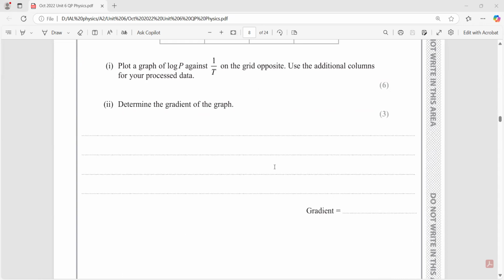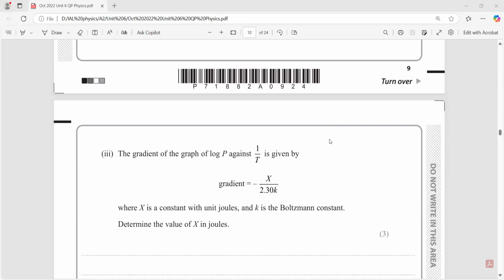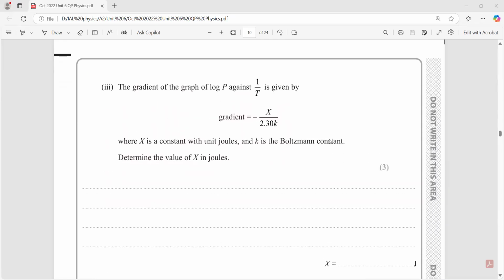Then determine the gradient. After plotting a graph, determine the gradient y2 minus y1 over x2 minus x1. Then the gradient of a graph of log P against 1 over T is equal to minus x divided by 2.3k, where k is the Boltzmann constant and x is a constant with unit joules. Determine the value of x. If I want to determine the value of x, this will be multiplied by 2.3 times the Boltzmann constant and just take a negative sign. So I'll get the value for x in joules.